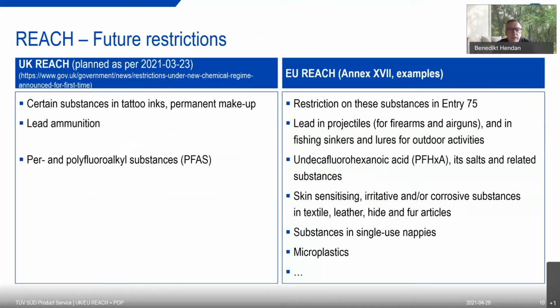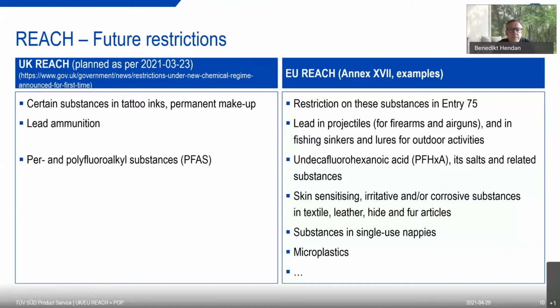And of course, in future, the dividend will become greater. So here are some plannings for future restrictions, which are different between the UK and the EU. One of the projects was published on the 23rd of March this year, and you can find it when you follow the link. This deals with certain substances in tattoo inks and permanent makeup. As I have just mentioned when I talked about entry 75 of REACH Annex 17, this is already restricted in the EU.